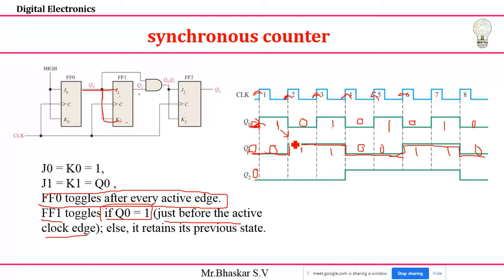Carefully you see that it takes place every time. That's why it is asynchronous. Every action will take place at these edges only. But this Q0 I'm going to give to J1 and K1, then the output will change based on this. Now I'll go for Q2.